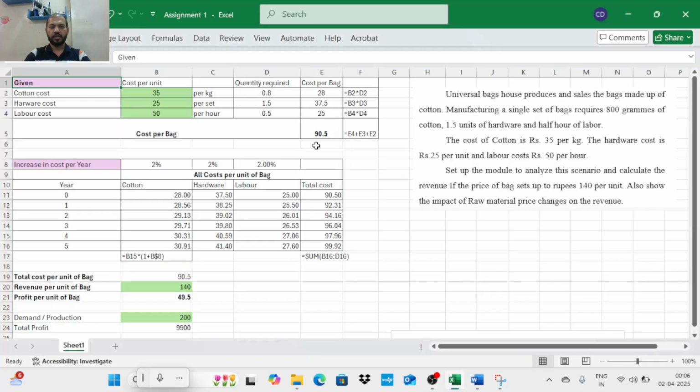A businessman cannot set the price of its product without understanding the cost component involved in the product.